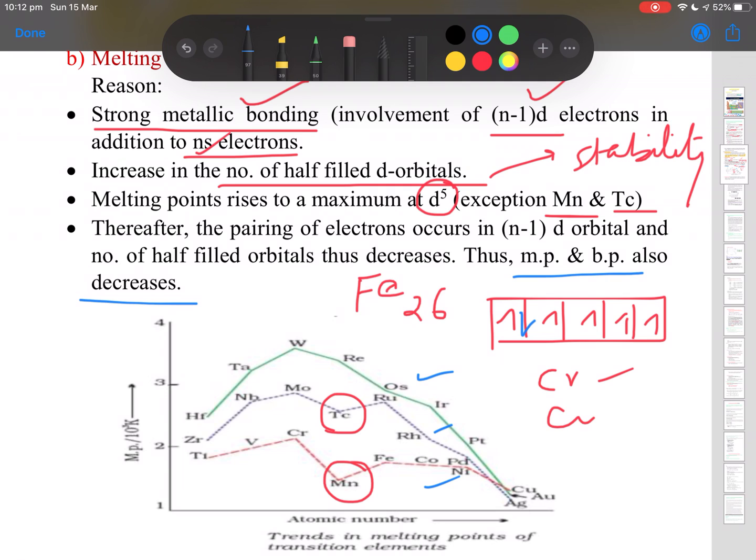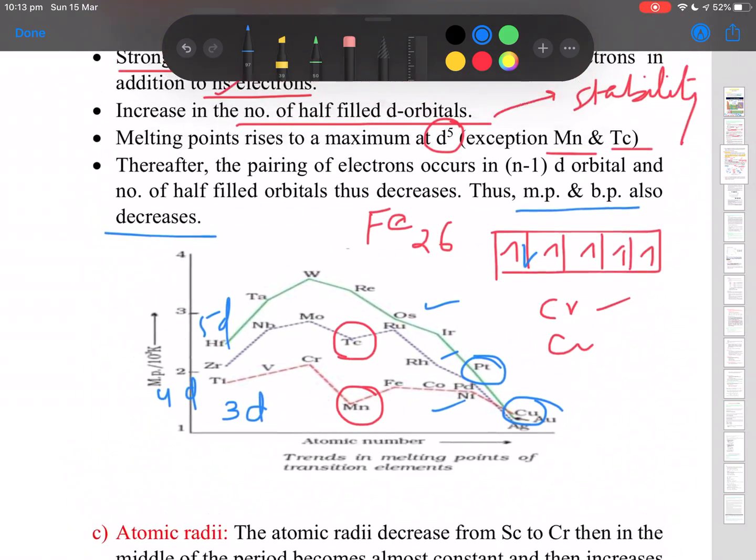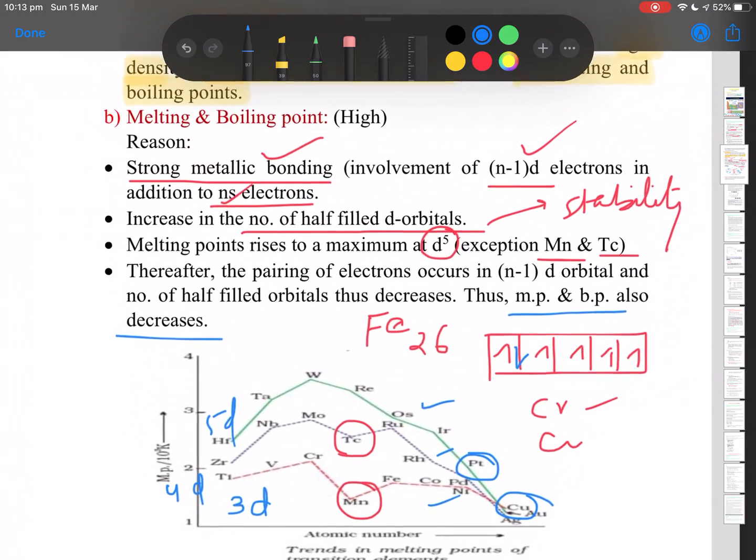This graph, the first one is for 3D series, 4D series, and likewise 5D series. So clearly you can see that initially it was increasing, then it dipped down for these stable ones because of extra stability. Again it rises a bit, and again there is a dipping down. And for copper it's very low. Platinum, it's very low. Okay, so why is it so? Again because of extra stability and pairing of the electrons in d orbital. So here we have learnt about melting point, boiling point and all those stuffs.